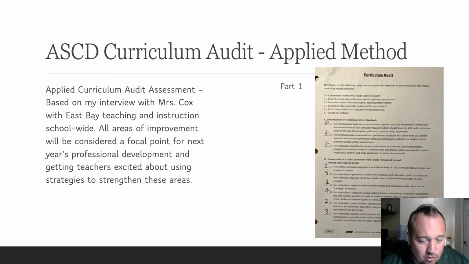She then said, after we completed this together, that all areas of improvement will be considered a focal point for next year's professional development and getting teachers excited about using strategies to strengthen in these areas. After I completed the curriculum audit, as you can see here, this was the first page, a 1 through 5 scale. Not too many 5s, a lot of 4s in the first category. Let's go to the second page.